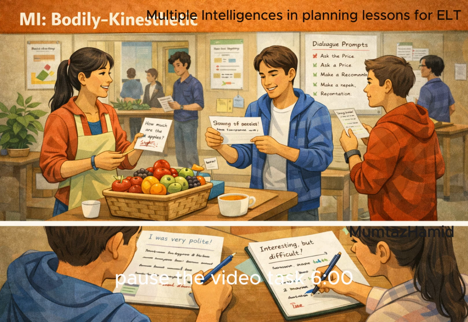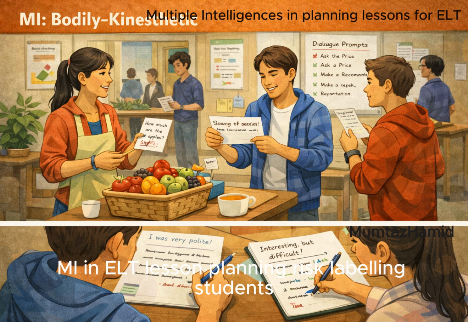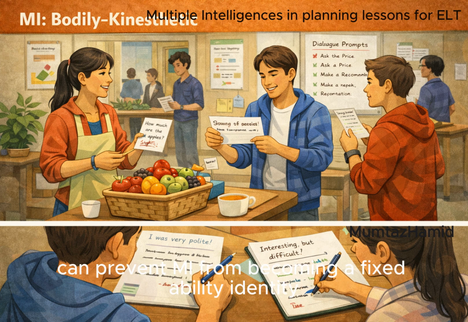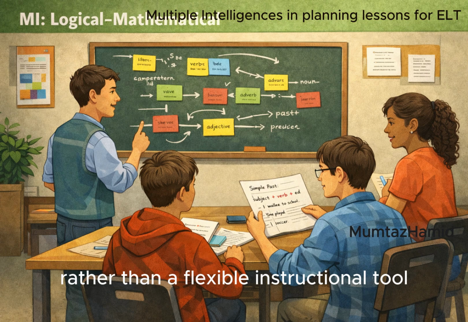Pause the video. Task 6, 15 minutes. To what extent does using multiple intelligences, MI, in ELT lesson planning risk labeling students, and what specific planning practices can prevent MI from becoming a fixed ability identity rather than a flexible instructional tool?